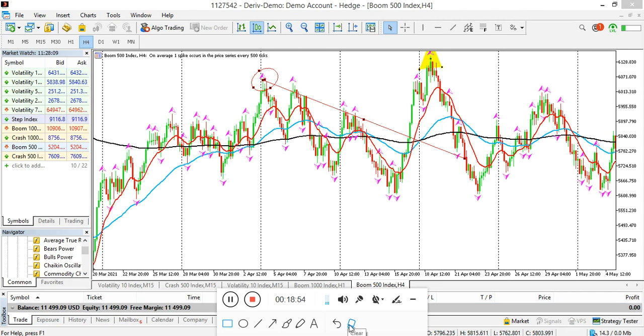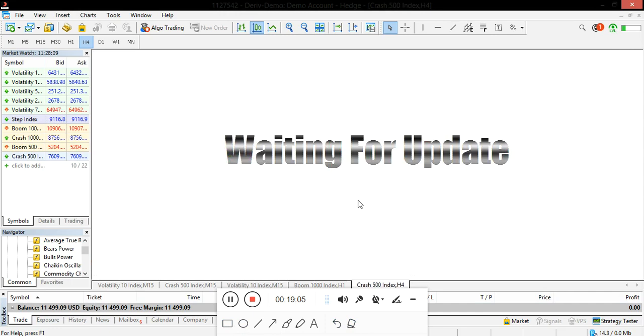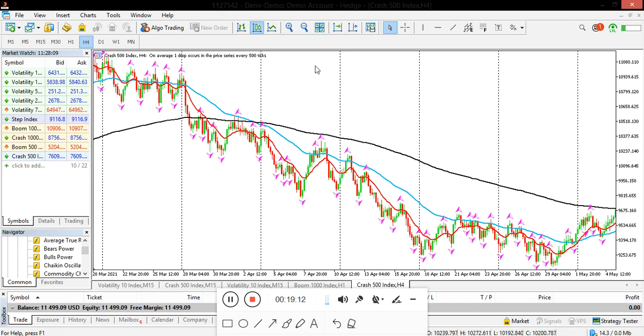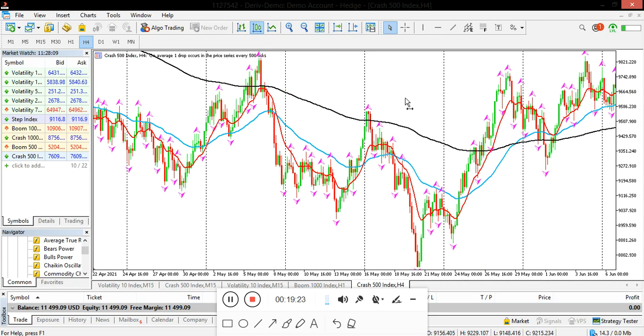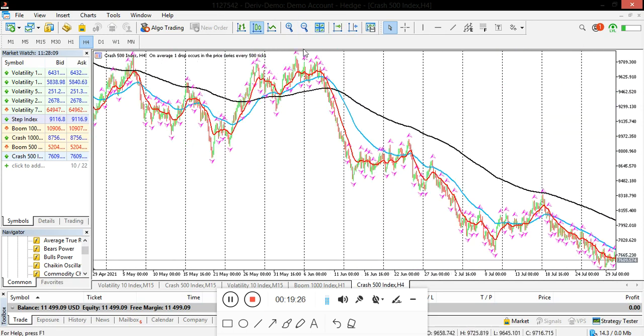Let me look for other pairs for us to analyze. Let me go to Crash 500. Okay, this is Crash 500. We go to 4 hours time frame in Crash 500. We are looking for an entry, right? It's simple. All you need to do is to use your support and resistance, either dynamic or major support and resistance, which I call the static support and resistance.